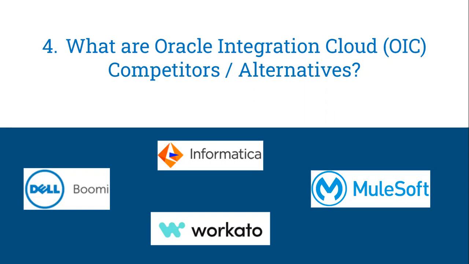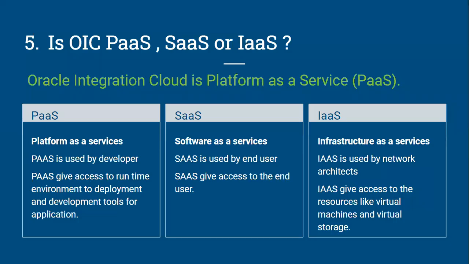Okay. And the next question is: is OIC PaaS, SaaS or IaaS? So first of all, what are PaaS, SaaS and IaaS? Platform as a service, software as a service, infrastructure as a service. Platform as a service, PaaS, is used by developers. PaaS gives access to a runtime environment and to deployment and development tools for applications.